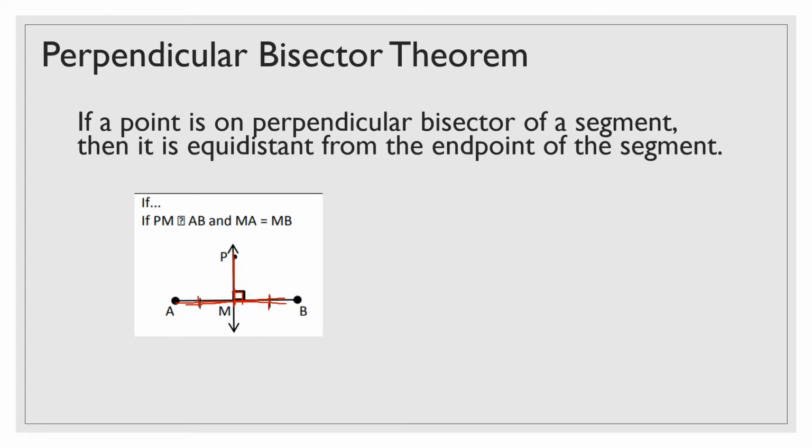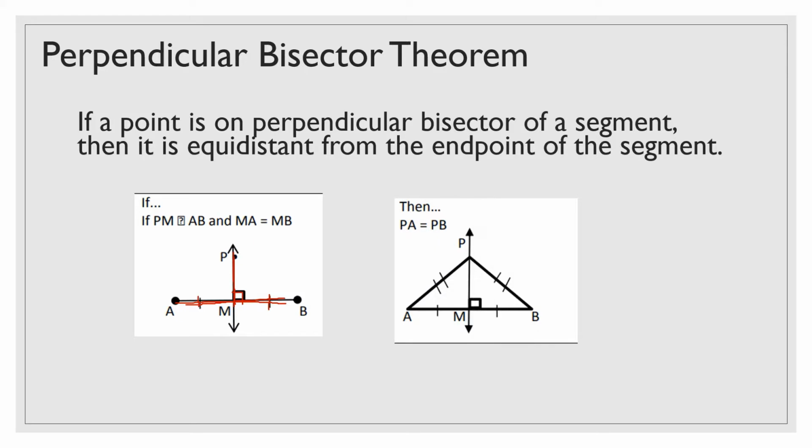Ano ang magiging conclusion dyan? When we draw a triangle, pag pinagdugtong natin yung point P and A, ito yon, at pag pinagdugtong yung point B at saka P, ito yon, these sides will be congruent.